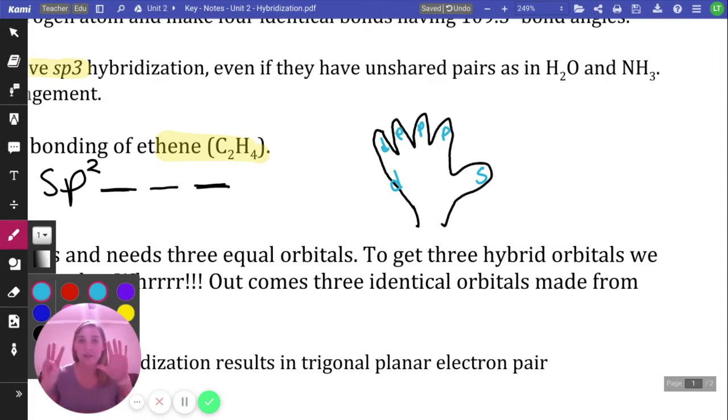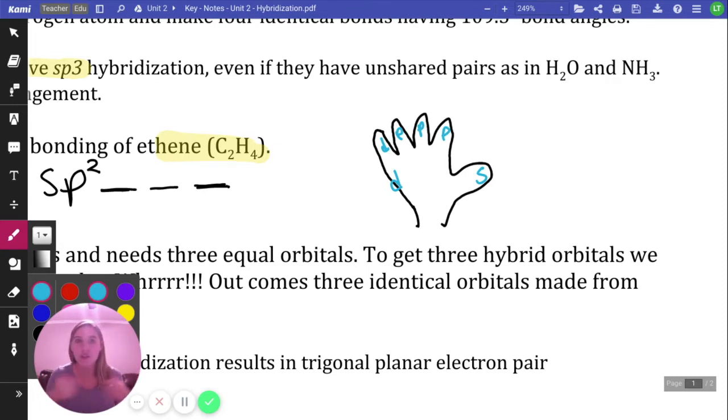If there are 3 things bonded around your central atom, you have s, p, p. So that would be sp2. If I have 4 things bonded around my central atom, it's s, p, p, p. So sp3. 5 things bonded around my central atom, s, p, p, p, d. So sp3d. So on and so forth.